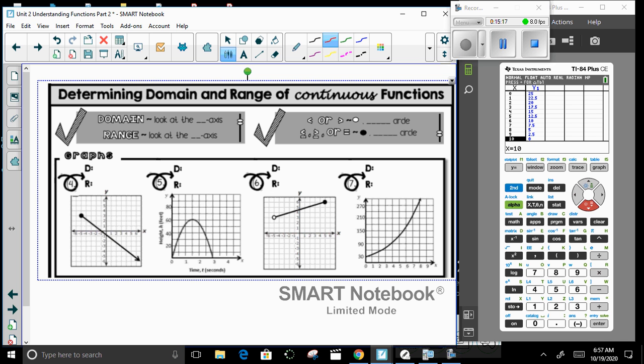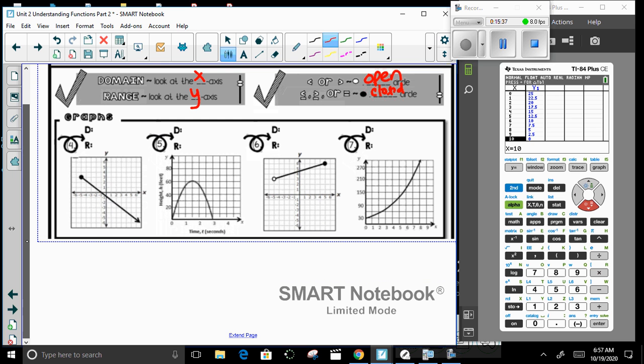All right, remember domain, you look at the x-axis, range, you look at the y-axis. If I have a less than or a greater than, it is an open circle. If I have a less than or equal to or a greater than or equal to, it is a closed circle. And this is stuff you already know, we're kind of just reviewing.